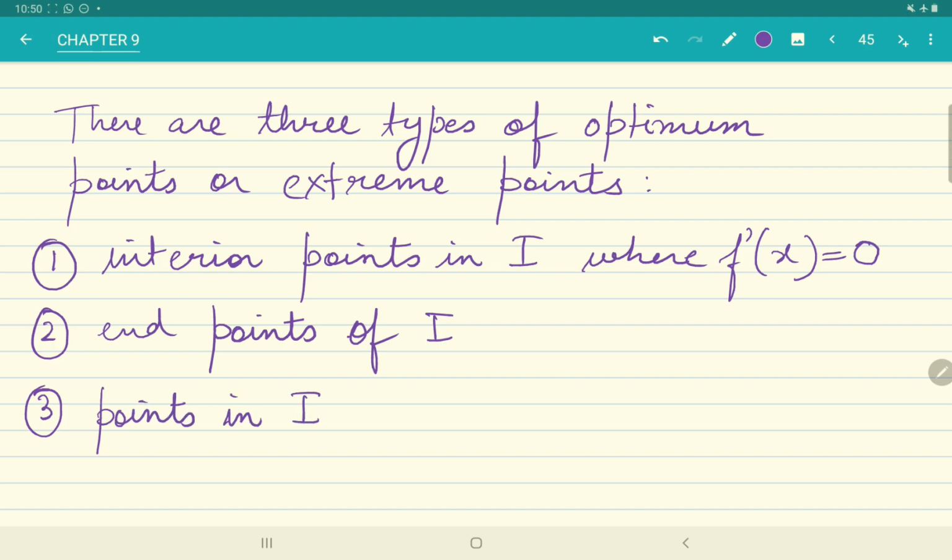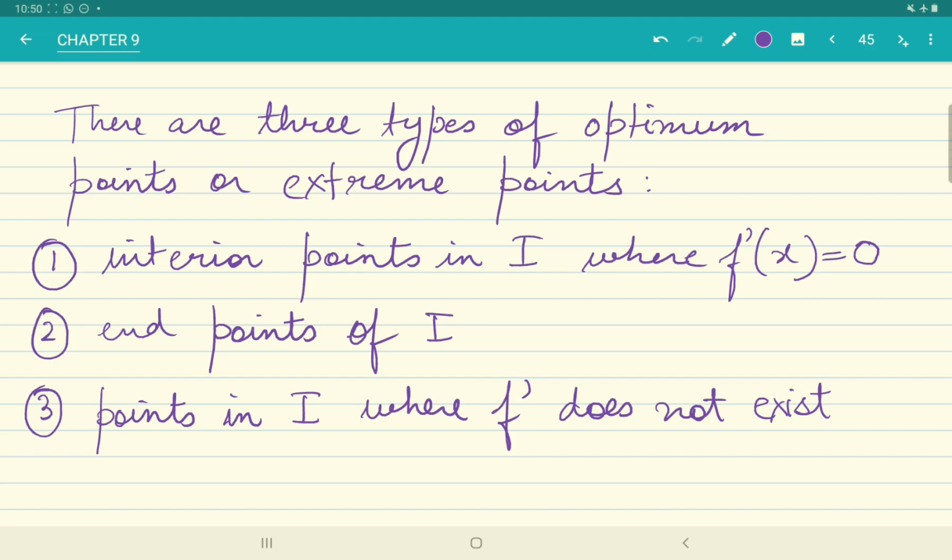Points in I, that means points inside the interval I where f prime does not exist. That is also a possibility, that a point inside the interval I where f prime does not exist, but that point is either a maximum point or a minimum point. So that point will then be the optimum point or the extreme point.